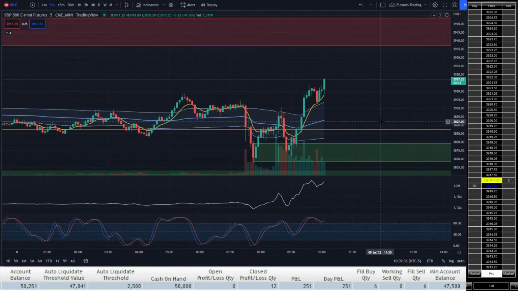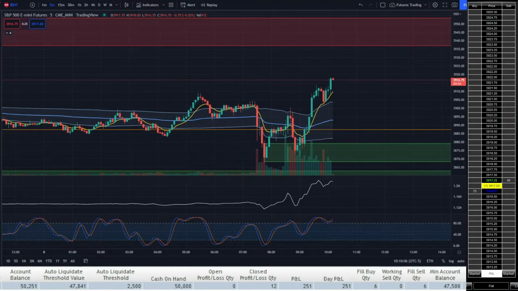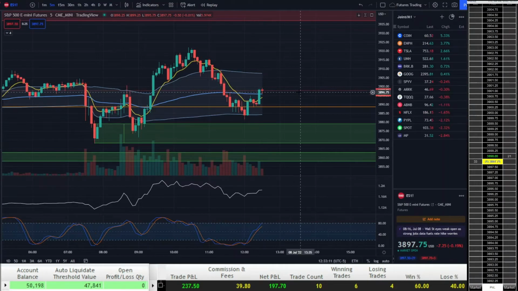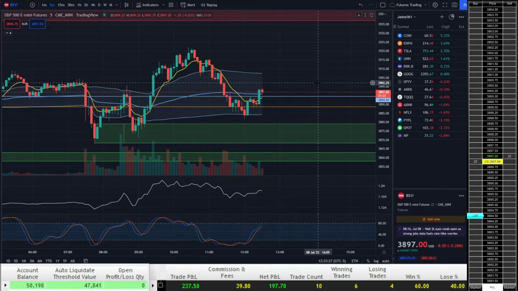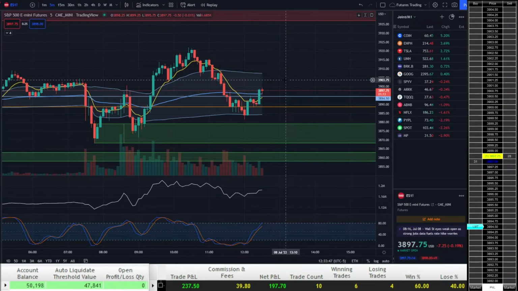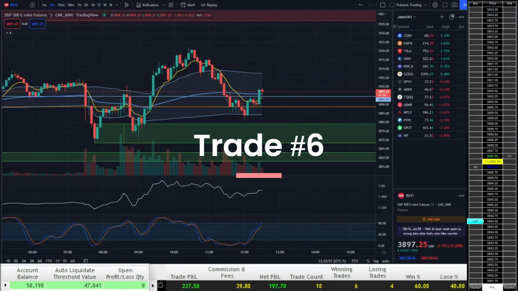So after the last trade, I actually encountered an annoying technical error where NinjaTrader disconnected from my Apex account. It basically wouldn't let me cancel an order that I placed, and by the time I was able to reconnect, it had already executed, and so I just immediately closed it for a loss. So that's why my account balance went from 50,255 to 50,198. I also tweaked the interface a bit so that the trade details are more visible. Now on to trade 6.